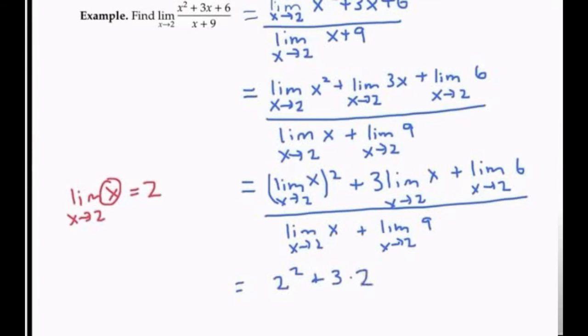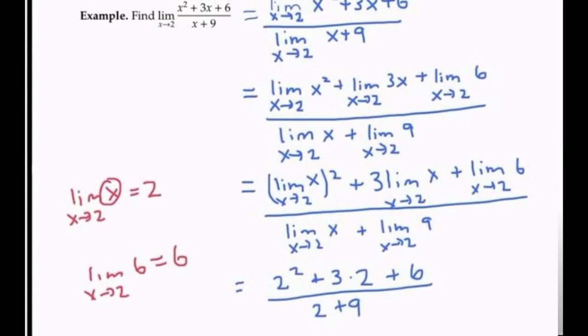Now note that the limit as x goes to 2 of 6 is just 6, because 6 does not have any x in it, so as x heads toward 2, the 6 stays 6. So in my original problem, I can replace that limit with 6, and in the denominator I get plus 9. And after a little arithmetic, this simplifies to 16 over 11.